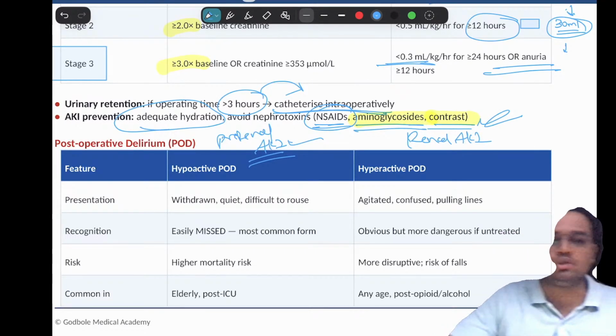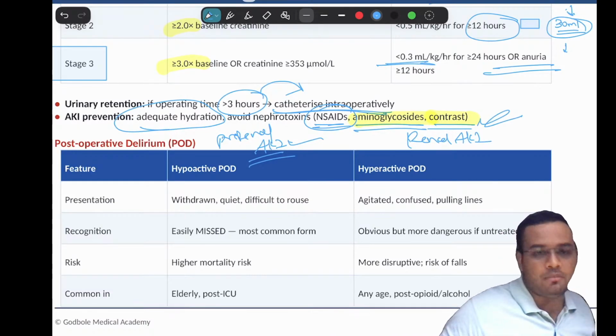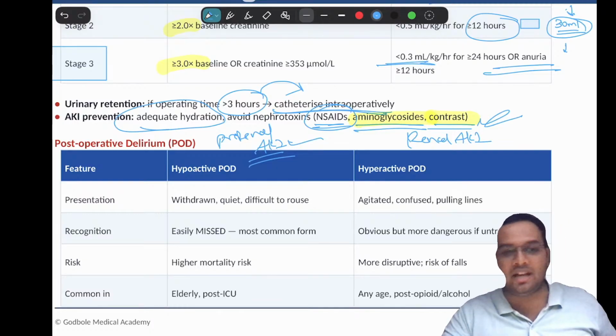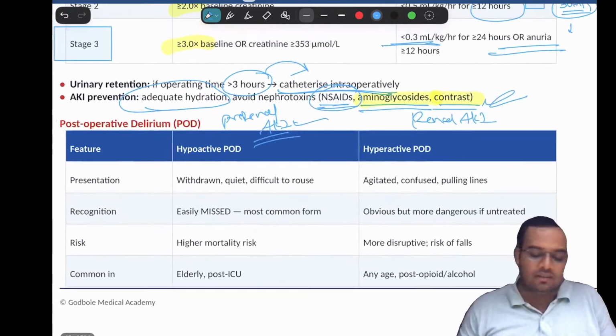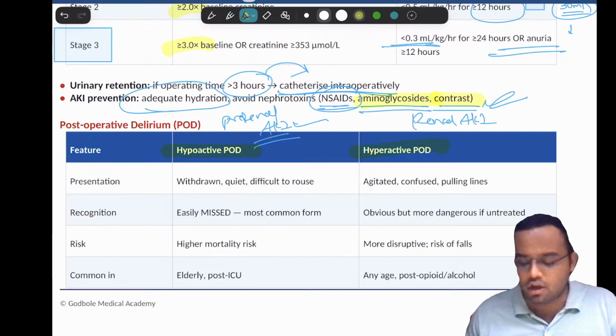Patients might develop post-operative delirium. What is delirium? The patient starts to talk something which is not normal. The patient goes into a trance and is not able to apprehend normal human behavior. So there are 2 types of post-operative delirium: one is hypoactive or hyperactive.